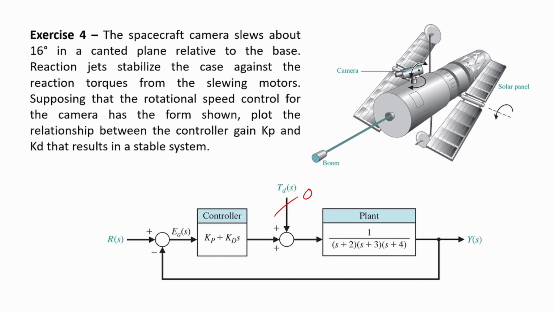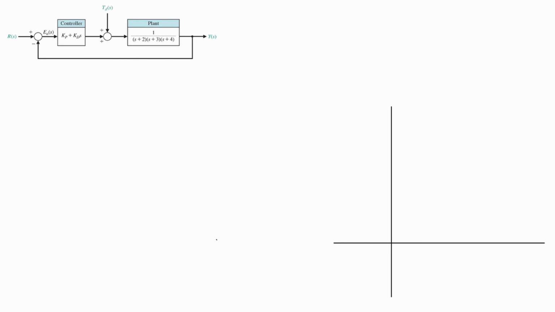So what it wants us to do is plot the relationship between the controller gains, Kp and Kd, that results in a stable system. So what we're going to do is the stability criterion, and then from there we can determine the correlation between Kp and Kd, and from there we can plot our final result. So moving on, again, we have to make a full closed loop transfer function. So we have Y of s over R of s, to the following.